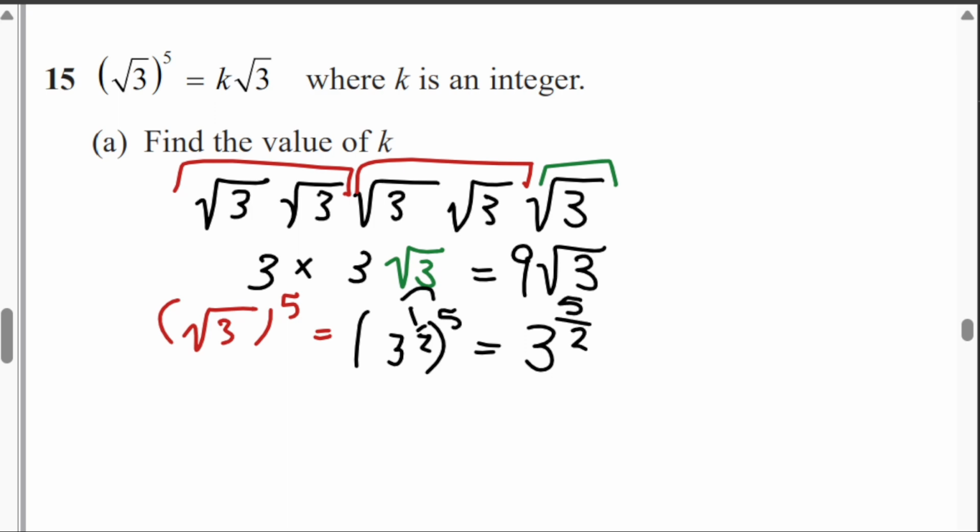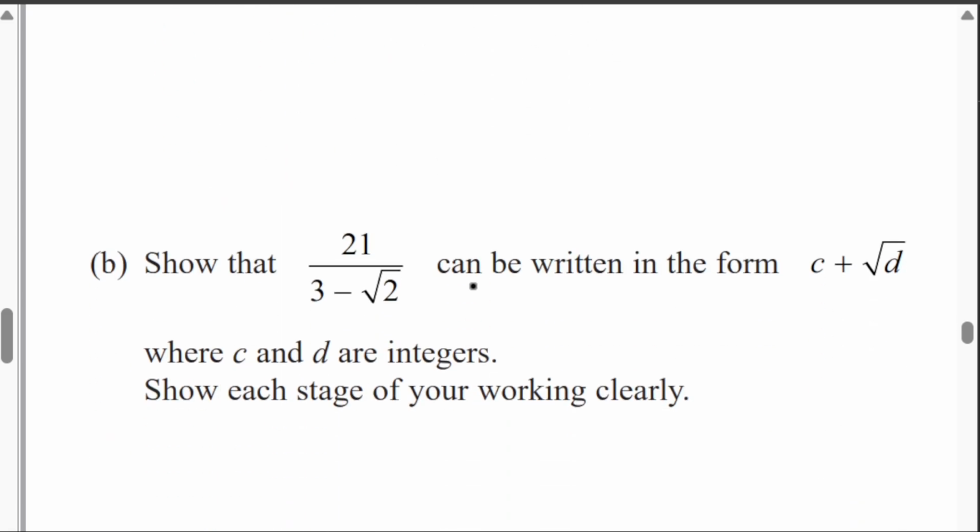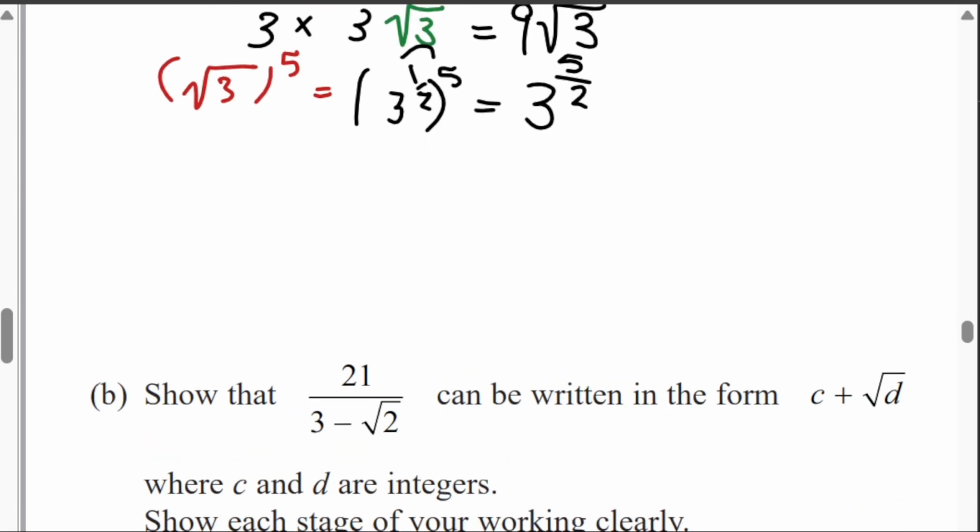Now, this will give you, let me just move this up. It's very slow, I don't know why. Now, this is going to give you 3 to the power of 5 over 2. We can just plug this in the calculator and it will give you 9 root 3. At this point, that's enough work, and that's enough.